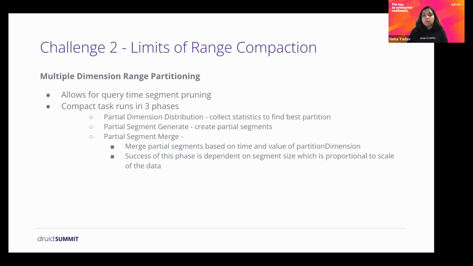One thing that we found out was that the success of this phase depends definitely on how we have tuned our compaction spec, but also on the segment sizes, which are directly proportional to the scale of the data. I would also like to call out that this type of compaction is somewhat similar to MapReduce, where we first generate and map the data to the correct partitions, and in the end we finally reduce and merge the segments.